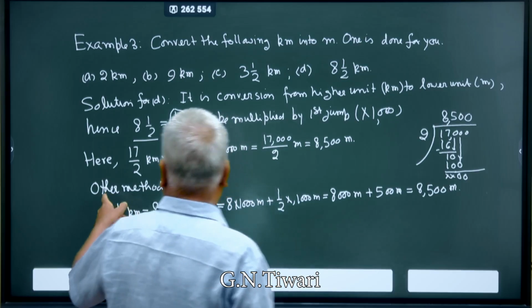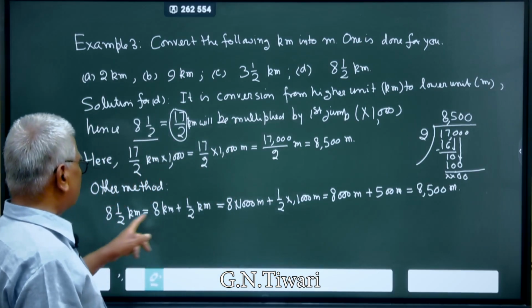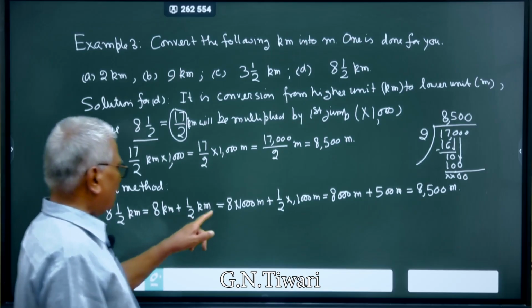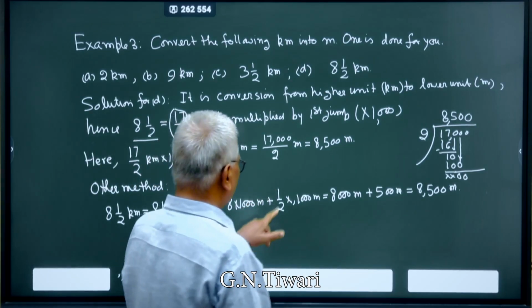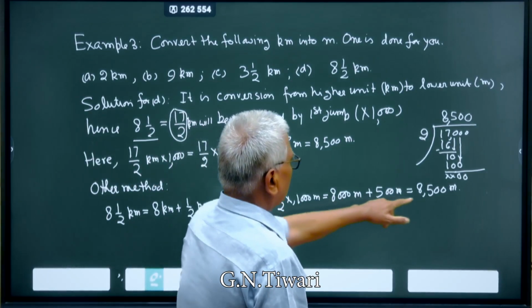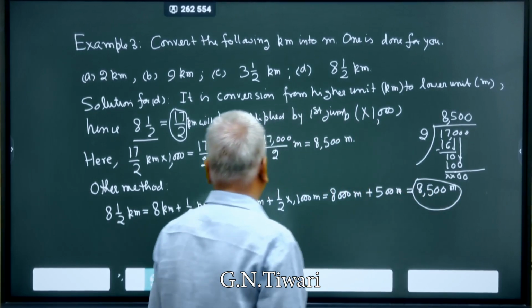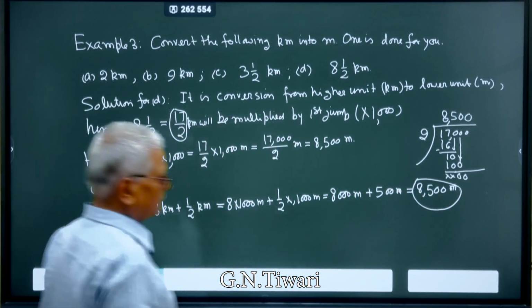Now other method, first convert into kilometer. Kilometer is 1000, half into 500, same answer. Two methods you can adopt. There's the first method and second method.